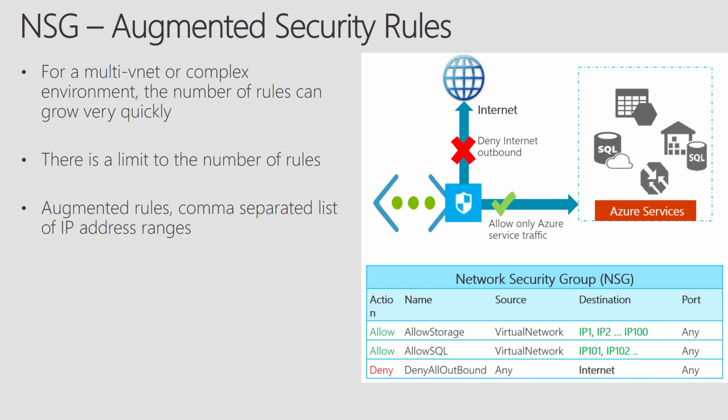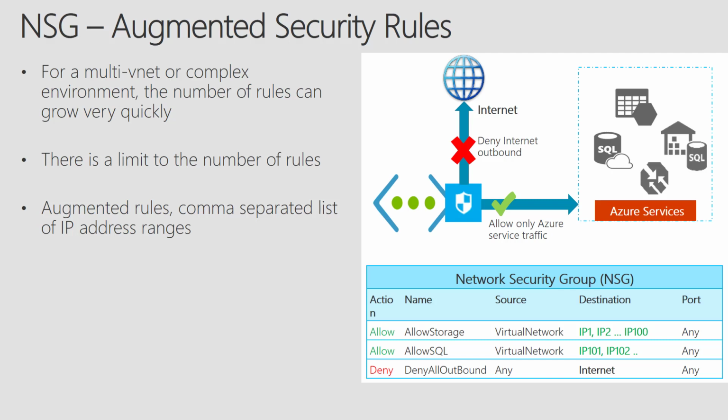So what that meant was that complexity grew really quickly, especially for people following a multi-VNet strategy in Azure, where they have multiple VNets and a complex environment. The number of rules could grow very quickly. And complexity is an enemy of security, right? The more complex it is, the more difficult it is to manage. Now you have a bunch of different rules to look through. If you need to modify something, there's a bunch of rules to look through to modify.